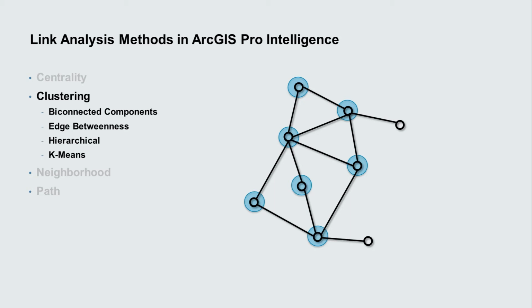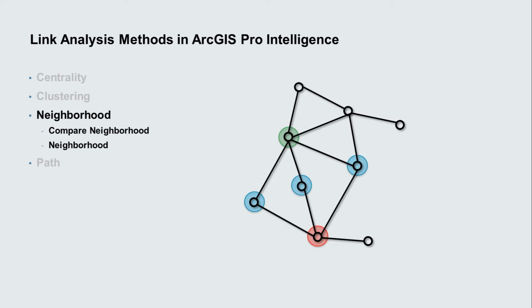Hierarchical clustering uses a bottom-up approach in which each node starts out as its own cluster, and pairs of clusters are identified as the method moves up the hierarchy. And lastly, k-means partitions the network into clusters by minimizing the distance, or the number of hops, from the centroid of identified clusters. In link analysis, a neighborhood is defined as nodes connected to a source node with up to 3 degrees of separation. Neighborhood analysis can be computed for incoming, outgoing, or both directions. And comparing neighborhoods allows you to see which nodes have shared neighbors.